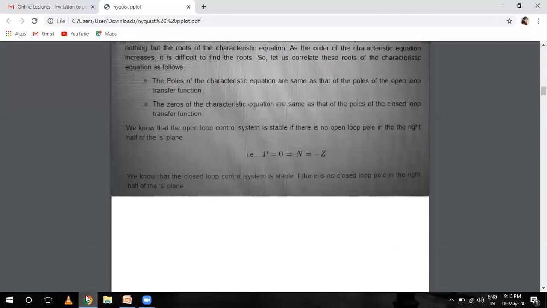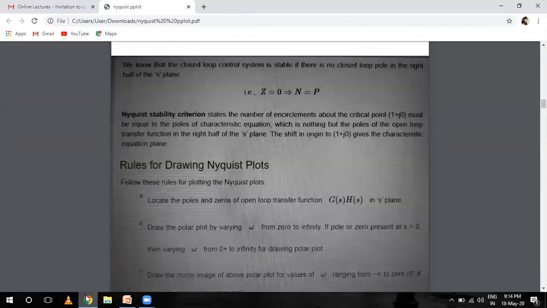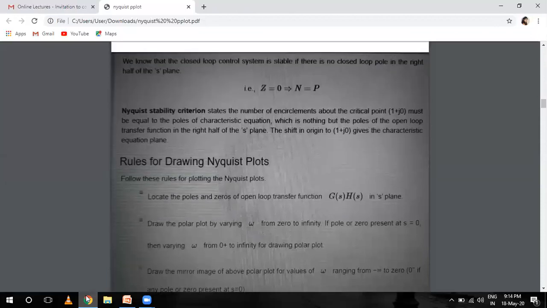We know that the open loop control system is stable if there is no open loop pole in the right half of the S plane. When P is equal to 0, when there is no open loop pole in the right half of the S plane, then N is equal to minus Z. And the closed loop control system is stable if there is no closed loop pole in the right side of the S plane. If there is no pole on the right side, then our closed loop control system is stable. Then Z is equal to 0 and N is equal to P.